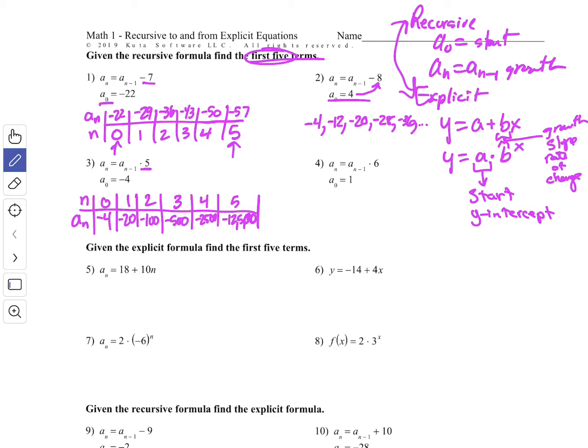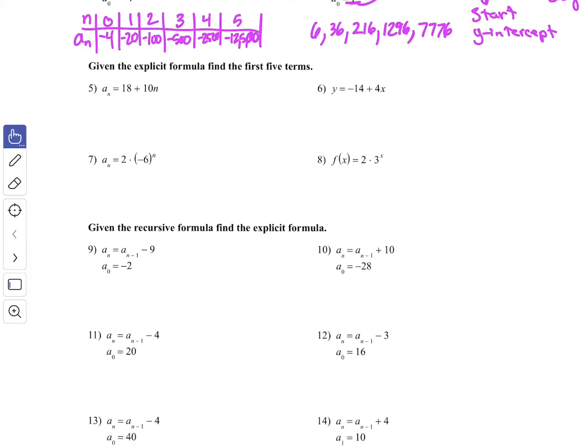Again, if I just want to do it sequence-wise, I don't care which version you use. I'd say I started at 1, but I'm times by 6, so my first term was 6, then 36, then what's 36 times 6? 216, third term, times 6, 1,296, and finally 7,776. And there's my first 5 terms. All right, so that's if we're dealing with the recursive formula.